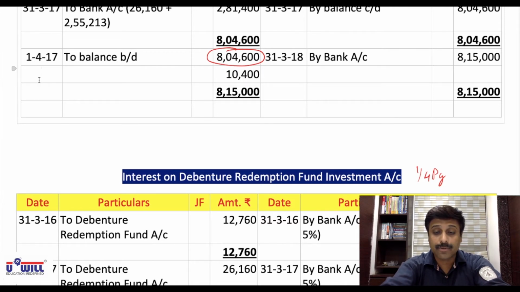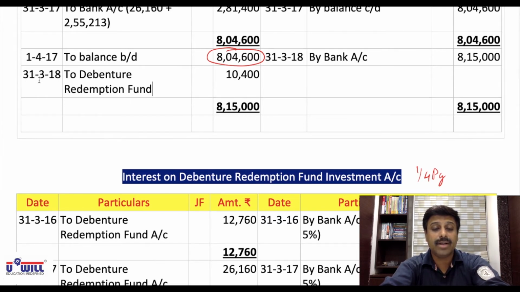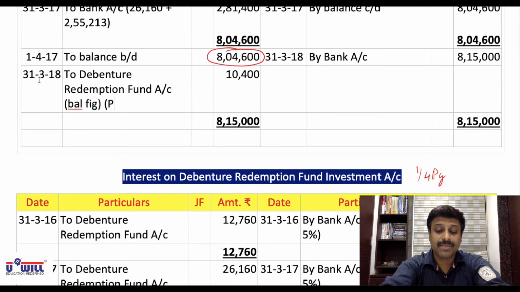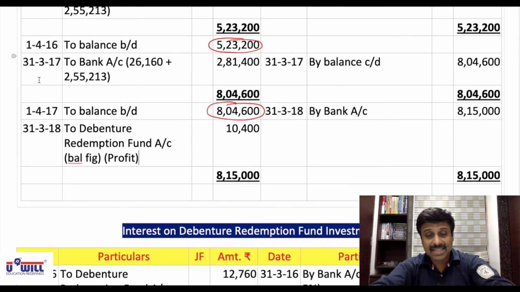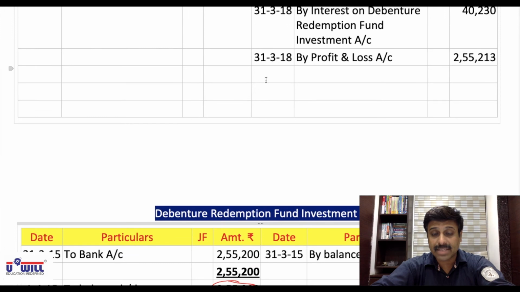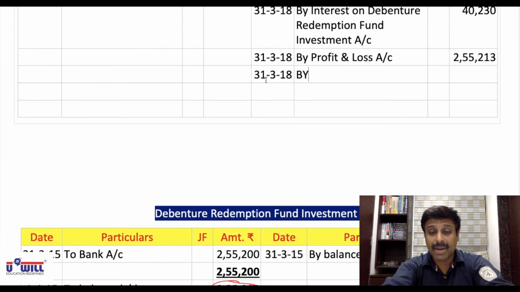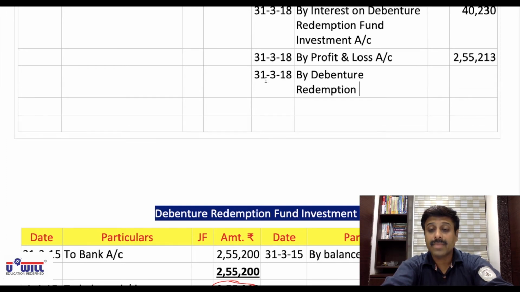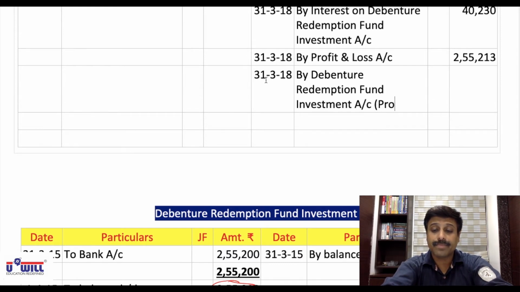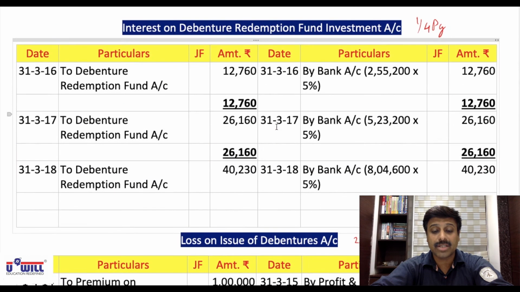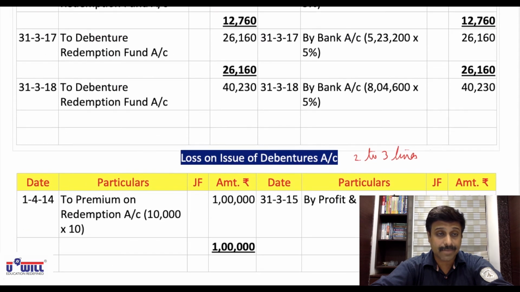Okay, balance amount 10,400, 31,318 will be transferred to debenture redemption fund account in bracket balancing figure as well as profit. It is sold at profit. Opposite side in the fund account, credit side. Opposite side means credit side 31,318 by debenture redemption fund investment account in bracket profit. We have sold at profit of 10,400. So credit side will transfer this profit of 10,400. Okay, I hope everyone is clear with that.